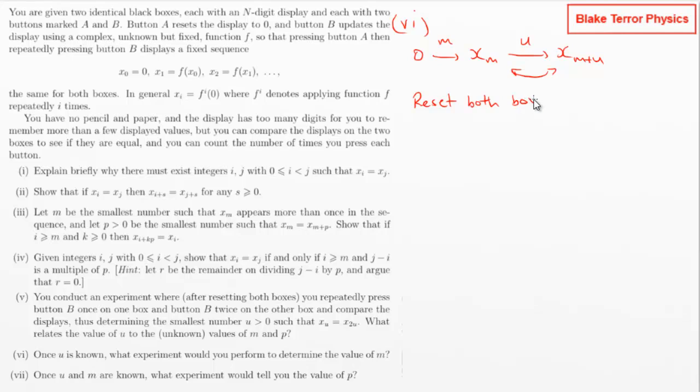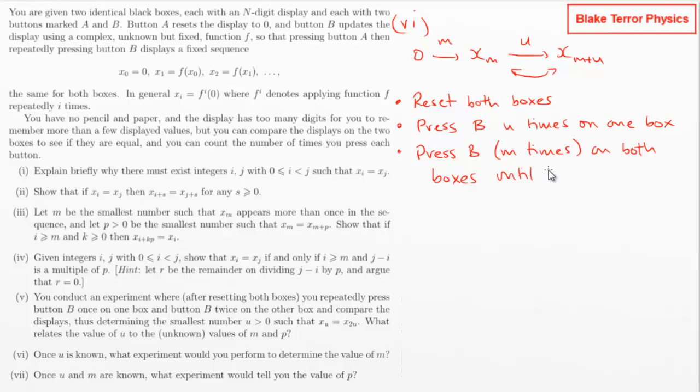Right, okay, so reset both boxes. That's step 1. Step 2 would be press B u times on one box. So now they're u apart. Now we just keep pressing B on both boxes until we get a duplicate. Press B, well, it would be m times on both boxes.